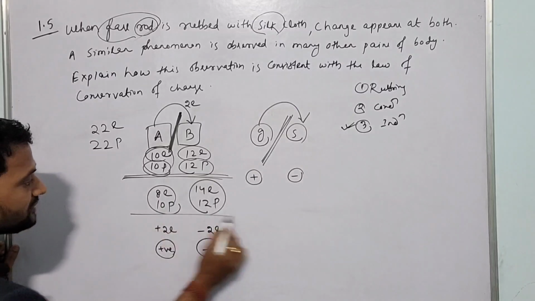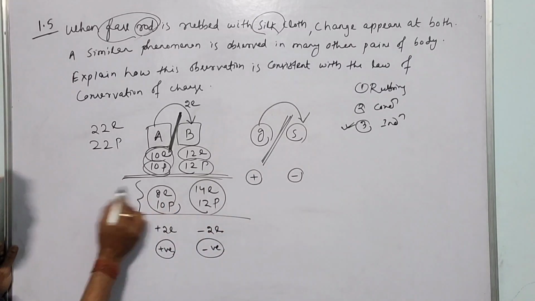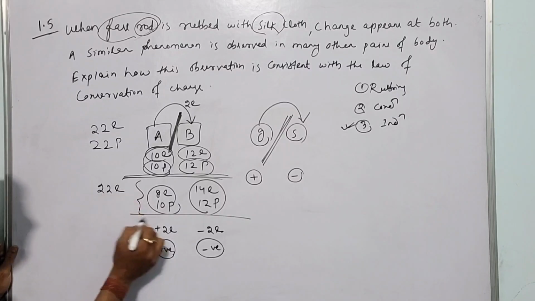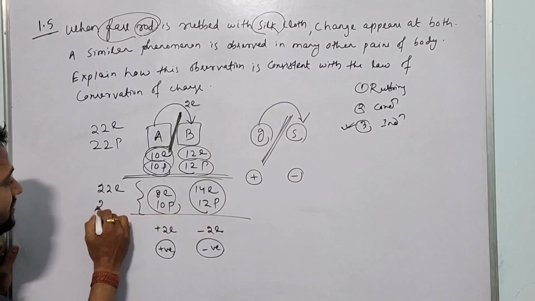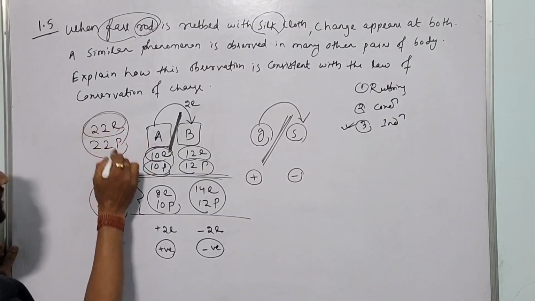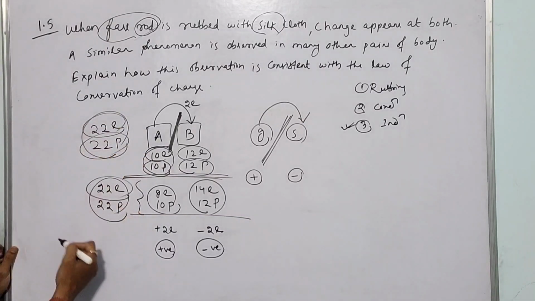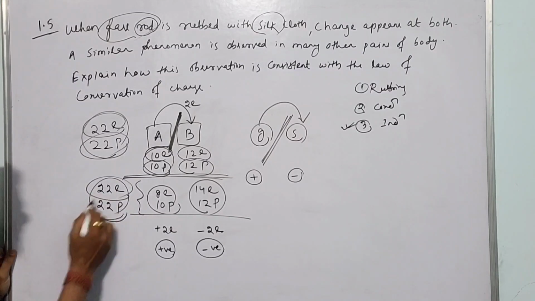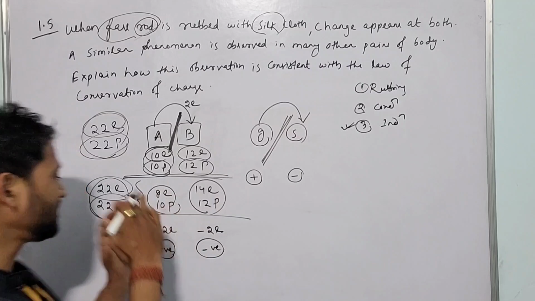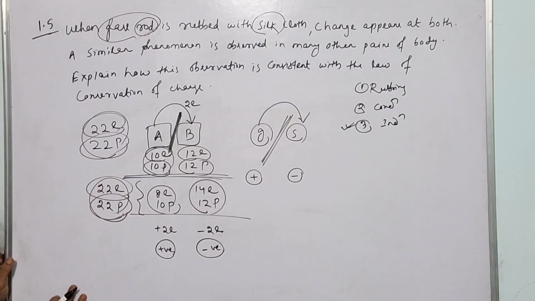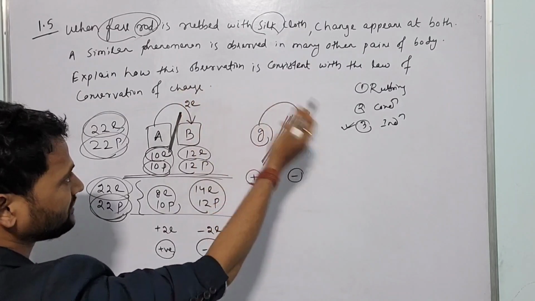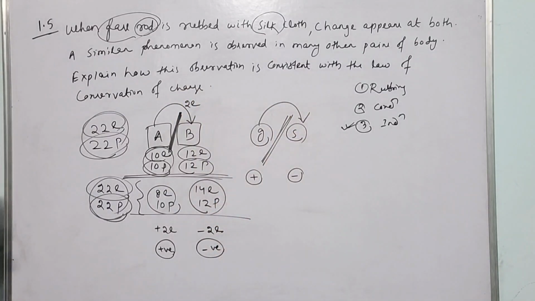So after rubbing, what is the total number of electrons? 8 plus 14, it is again 22. And 10 plus 12, 22. So what do you conclude from here? Before rubbing, net electrons 22, net protons 22. After rubbing also, net electrons 22, net protons 22. That means charge is conserved. The charge before rubbing is the same as after rubbing. So that observation is consistent with the law of conservation of charge.